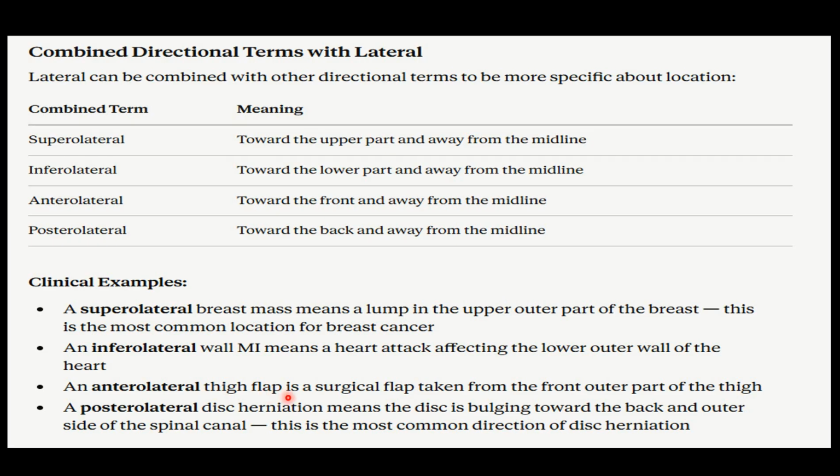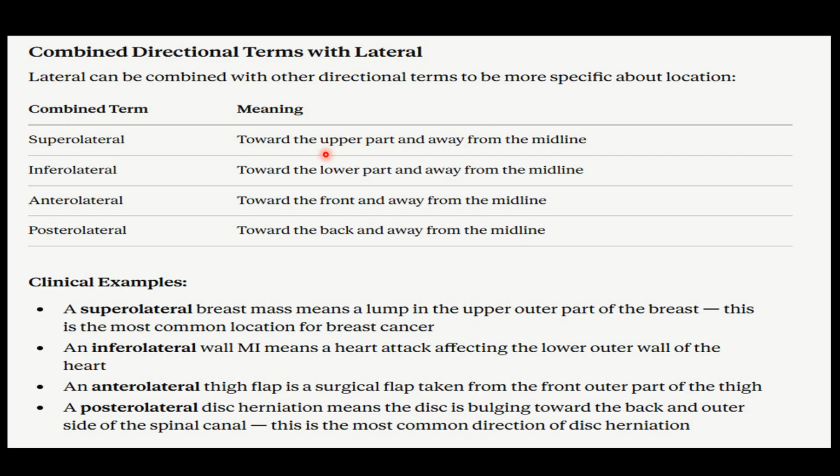Anterior lateral thigh flap is a surgical flap taken from the front outer part of the thigh. So this is called an anterior lateral thigh flap. The last one is posterior lateral disc herniation, which means a disc is bulging toward the back and outer side of the spinal canal. This is the most common direction of disc herniation.